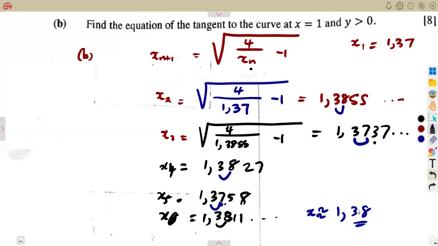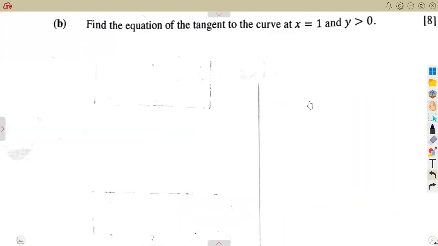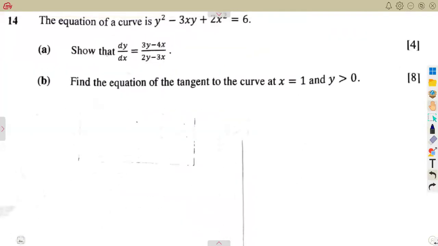So that is a better approximation that we can have to 2 decimal places, as we are given there. So you use the formula that you are given there, work with that formula to attempt the question. All right, question number 14.